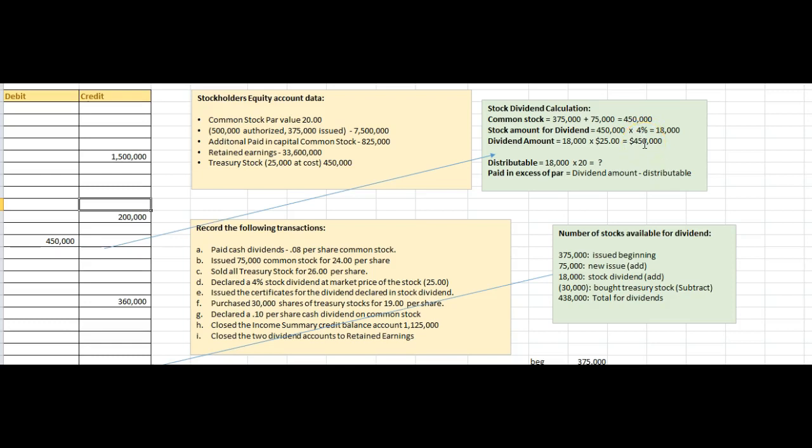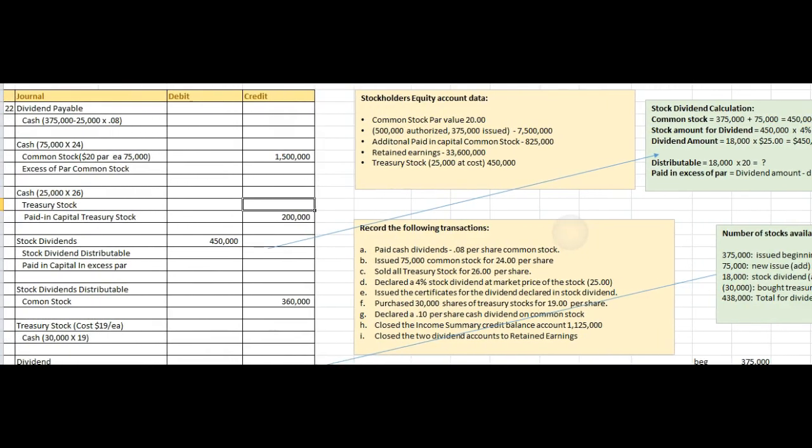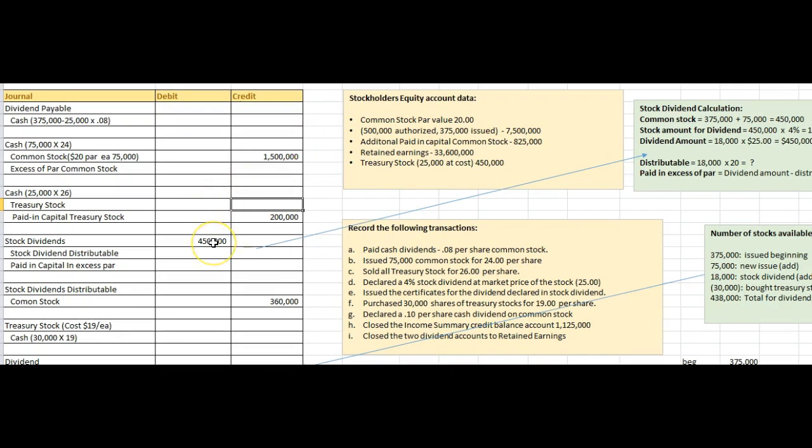So that means that the stock dividend was actually worth 450,000, but the distributable is only going to be for the $20 par. So it's going to be 18,000 times 20. And then there's going to be an excess of what the distributable is and the stock dividend. And that difference is what goes into the paid-in capital in excess. And actually, the next entry tells you what the stock dividend distributable is, because here you're paying it or distributing it. So to balance this out, this is going to be 360, which means the distributable was 360 up here.